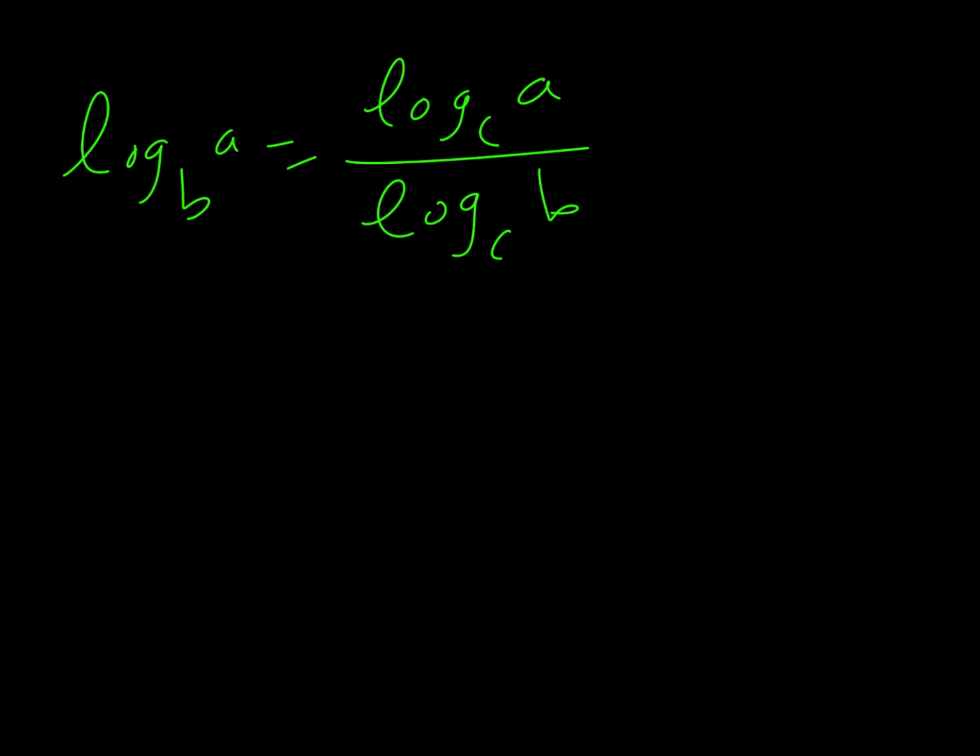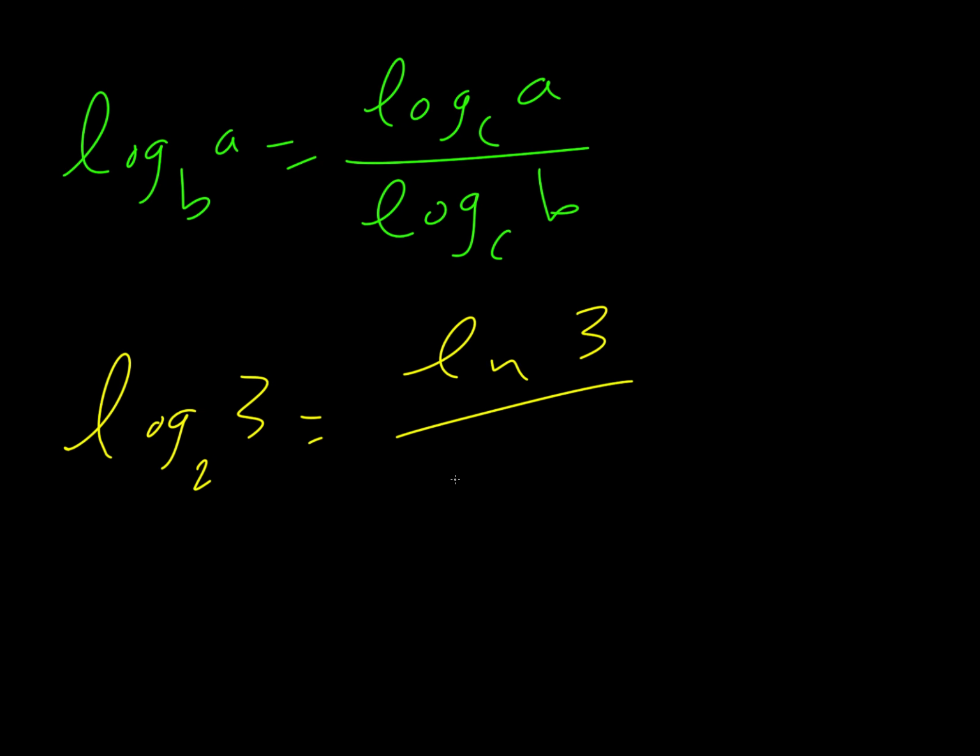Now, because you can change it to any base that you want, the way you use this is, if you have log base 2 of 3, we can't plug that directly into our calculator. So using this formula, we can change it to any base. That's what this base c is. You're always going to change it to either base 10 or natural log. I suggest natural log, I just prefer it. So it becomes natural log of 3 over natural log of 2. Type that into a calculator, and you get a decimal approximation.